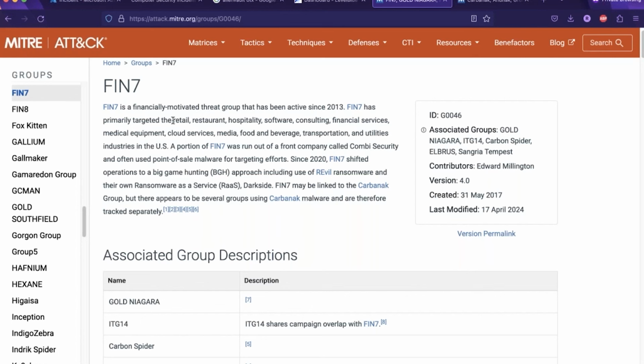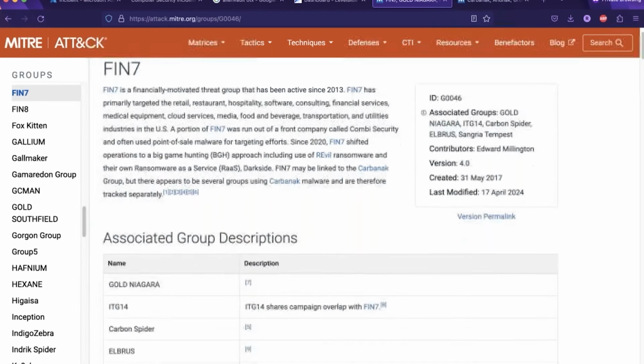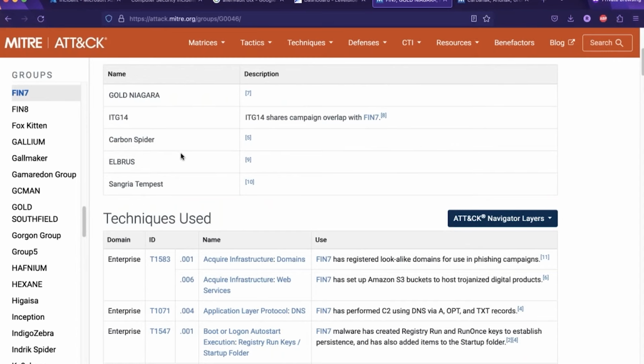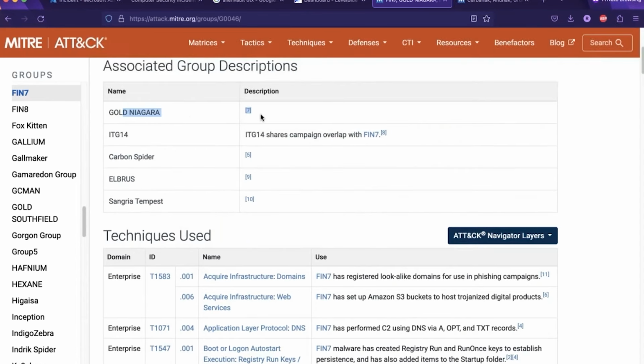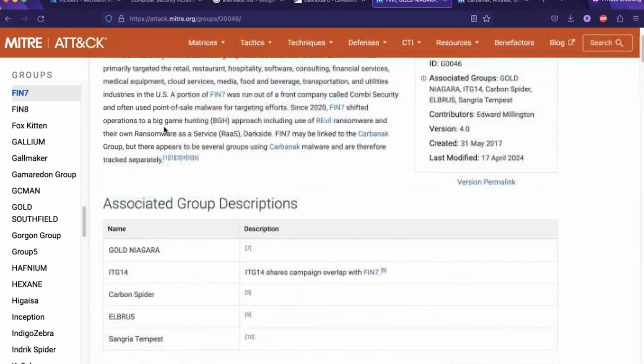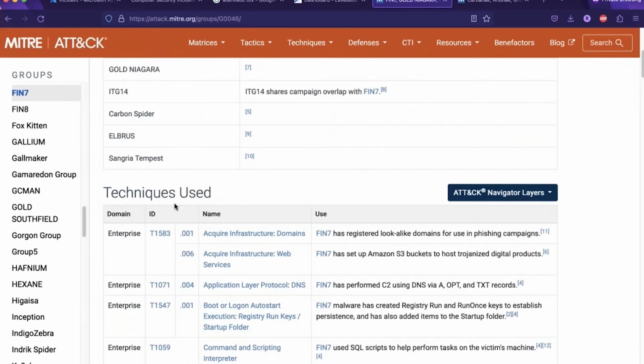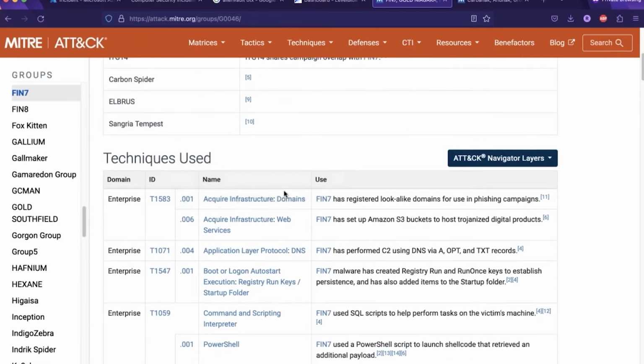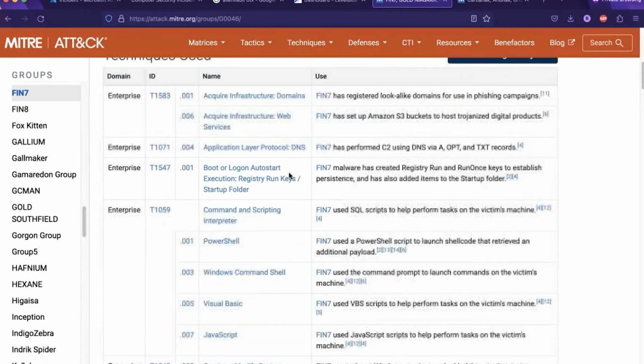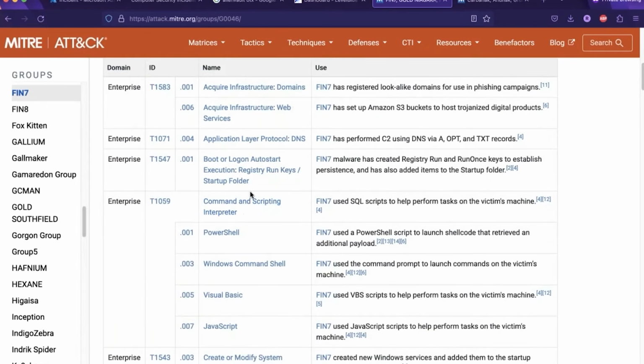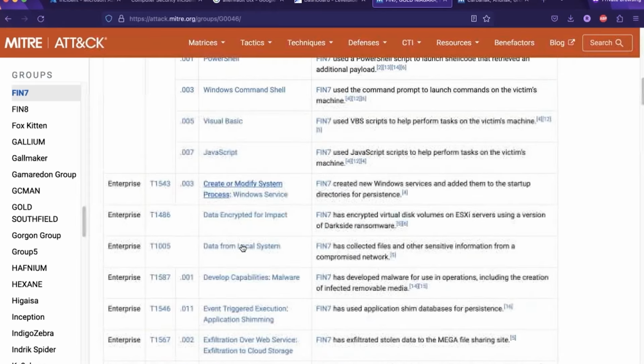Now, in threat hunting, what becomes my target? So let's go ahead and investigate this particular kind of user. You will see here, it is known by these associated names. They use multiple tactics: T1583, acquiring infrastructure, domain, acquiring infrastructure, web services. If you open them, you will see which techniques they are using.